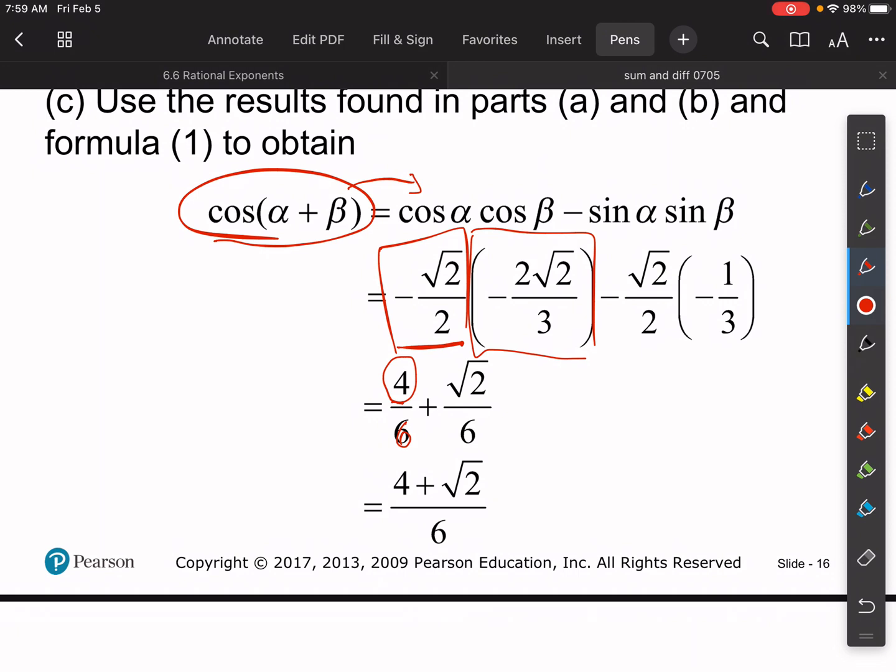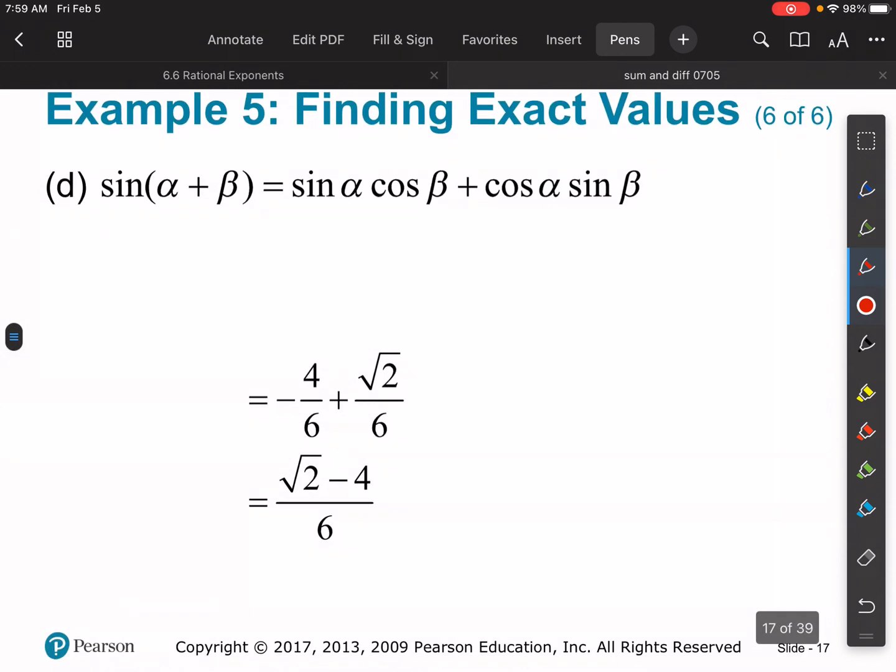And then we're going to subtract. So we're subtracting here, so be careful with your signs. Subtract square root of 2 times negative 1 is negative root 2. And then 2 times negative 3 is negative 6. So if we're subtracting these negatives, it becomes addition, right? Then we combine like terms here. We have 4 plus square root of 2 over 6 for cosine of alpha plus beta.